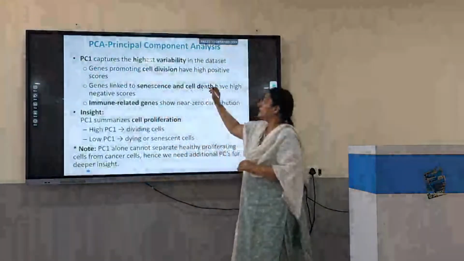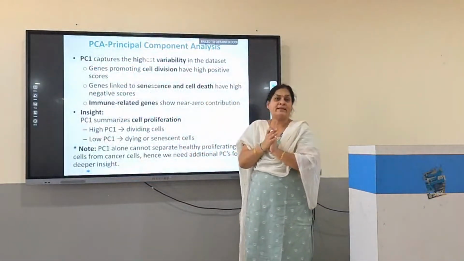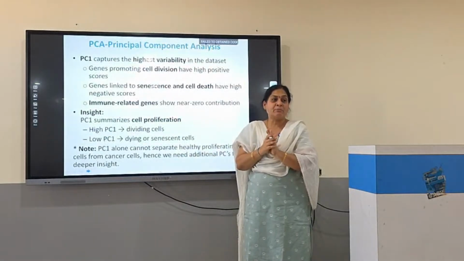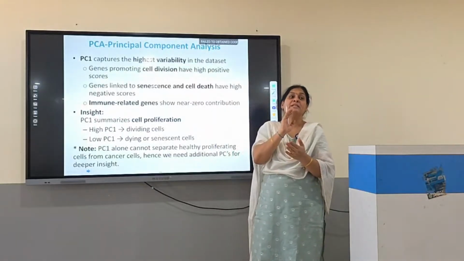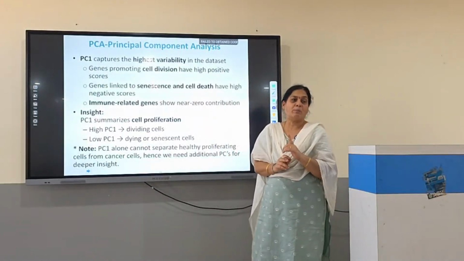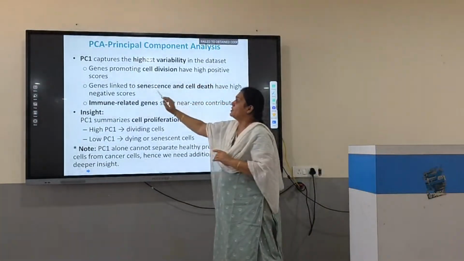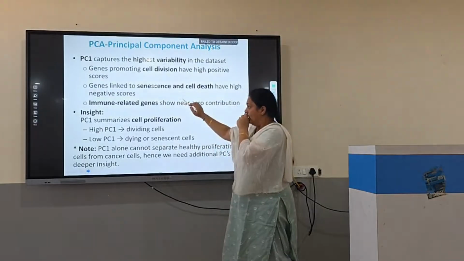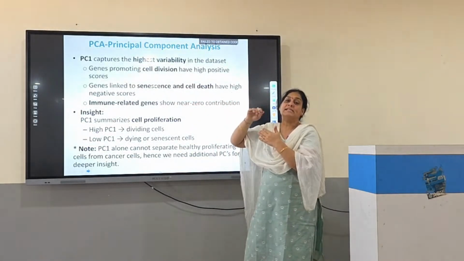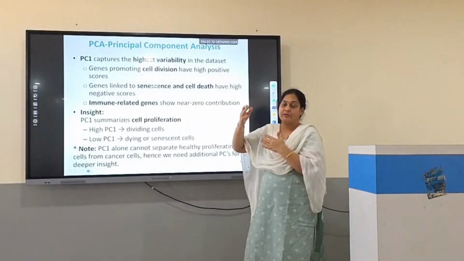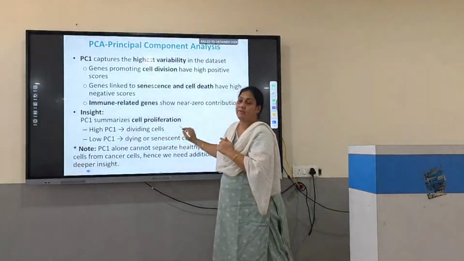So PC1 captures the highest variability in the data set. From your data set, the maximum variance. What do you mean by the maximum variance? I've shown you in the diagram, right? The maximum variance is captured by the principal component 1, the first principal component. That is, genes promoting cell division have high positive scores and genes linked to. This is an example from the genes data set, for what type of genes it is giving more importance or high values. And so PC1 summarizes cell proliferation.